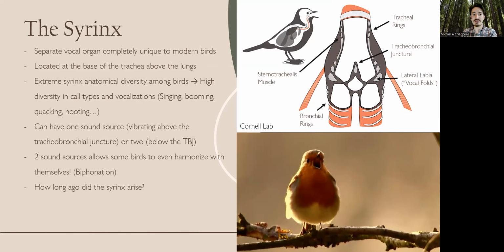Now, these can have one sound source vibrating just above the tracheobronchial juncture that you can see on the right there, or it can be two, below the TBJ, down closer to the lungs. Two sound sources allow some birds to even harmonize with themselves, which is that biphonation we talked about earlier. And this allows them to do some fascinating things vocally. But along with the ankylosaur larynx, which is strikingly bird-like, this is probably making you wonder how long ago the syrinx arose.